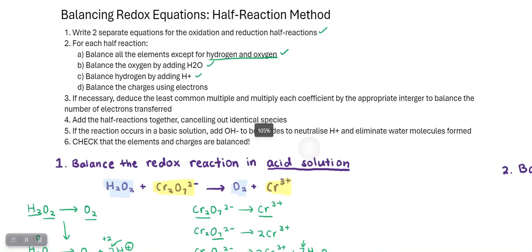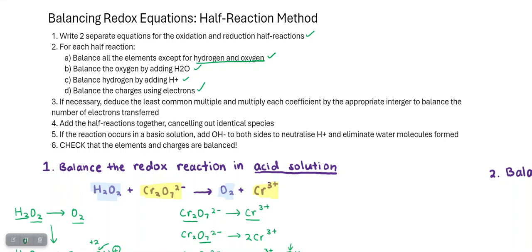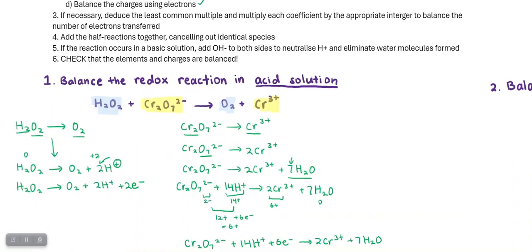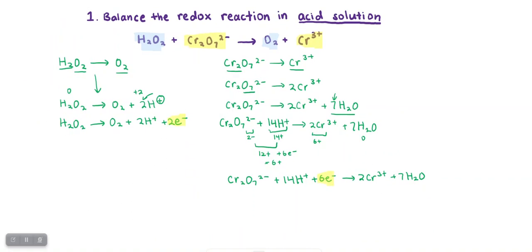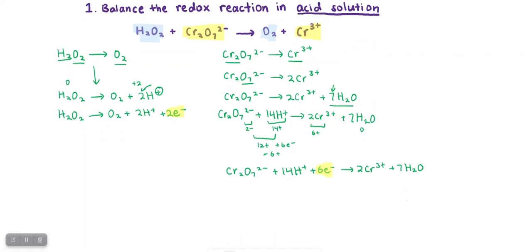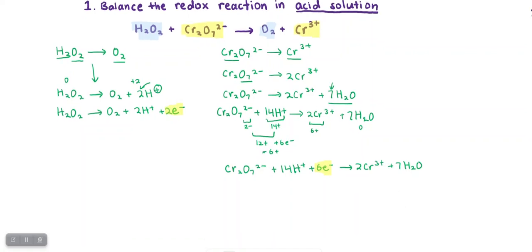So we're done with this step. Now, step 3 says, if necessary, deduce the least common multiple and multiply each coefficient to balance the number of electrons transferred. So what we're looking at here is this and this. Well, our least common multiple is just going to be 6. So how do we balance it and make sure that these two electrons transferred are equal? Well, we need to multiply this entire equation by 3.